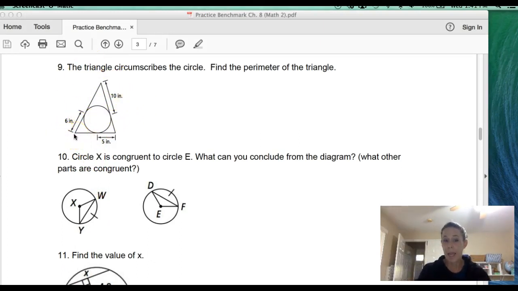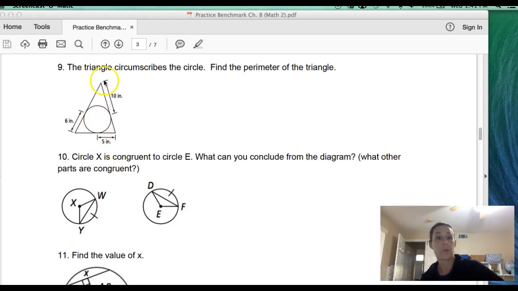All right, the key to number 9 is knowing that when you have a point outside the circle and you have a tangent and you have another tangent from that same point to the same circle, that these will be congruent. So these two will be congruent, and from this point, these two will be congruent, and from this point, these two will be congruent. Knowing that is how you solve this problem. The triangle circumscribes the circle. Find the perimeter of the triangle.